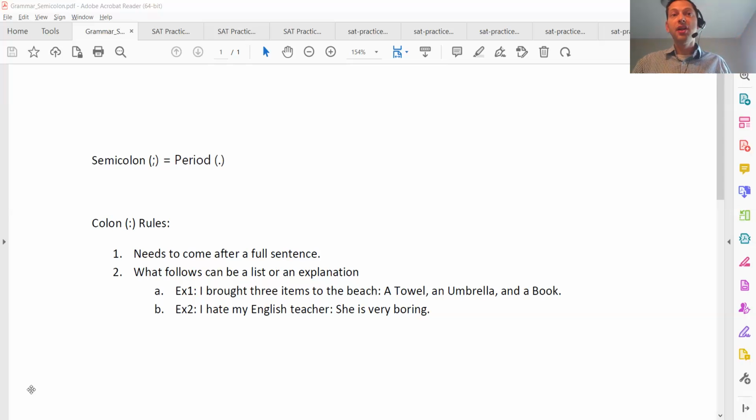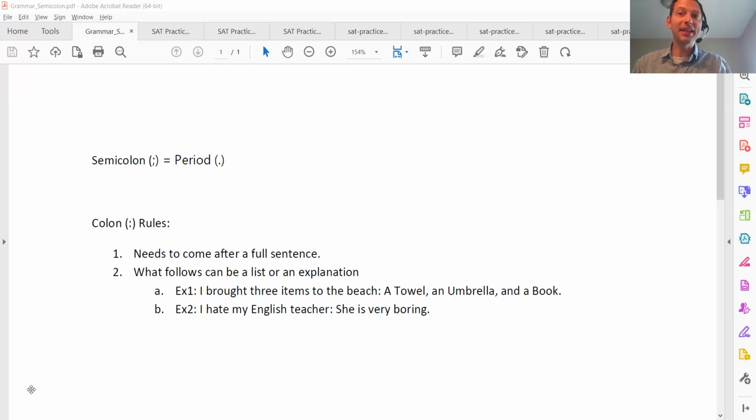Good? The next rule is for colons. Colons always have to come after a full sentence. And what follows can either be a list or an explanation. So I'll give you the two examples. Example 1: I brought 3 items to the beach, colon, a towel, an umbrella, and a book. So I brought 3 items to the beach. That's a sentence. If I could put a period there, I could put a colon, and now I can list the items I brought to the beach.